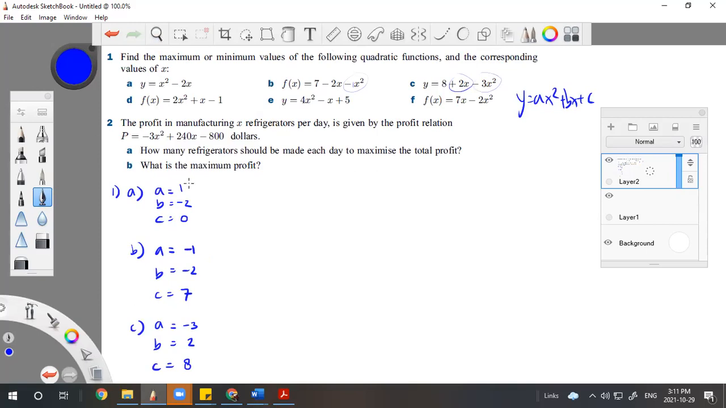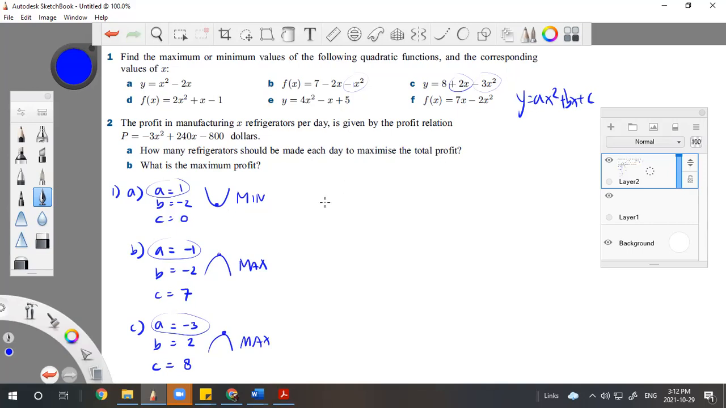Since A is positive, smile, frown, frown. Look at the value of A. This will be the minimum or maximum. So you have to determine whether it is maximum or minimum, not only the answer. This is the minimum. Sorry, maximum, right? Because it's on top, on bottom, right? So what next?